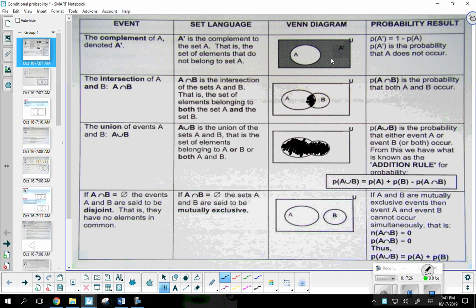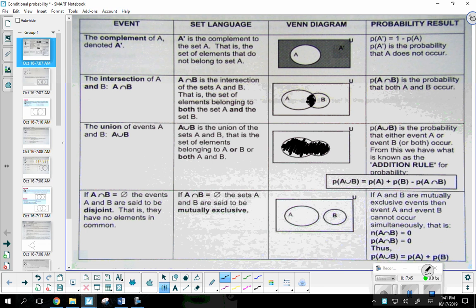Okay. Now, if A and B are mutually exclusive events, that means they have no common elements. In terms of probability, that means we don't have favorable outcomes that can occur at the same time. That is, the number of elements in the intersection is 0.